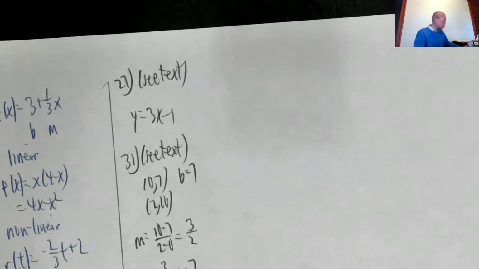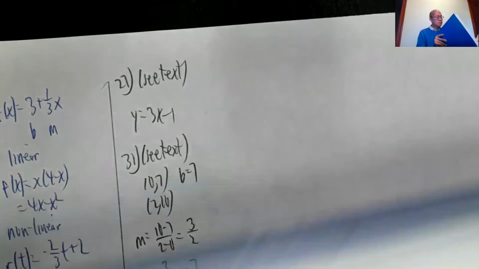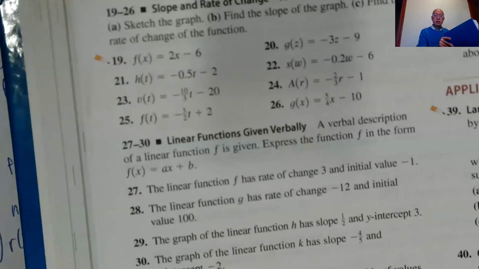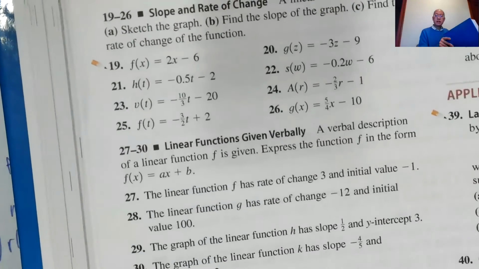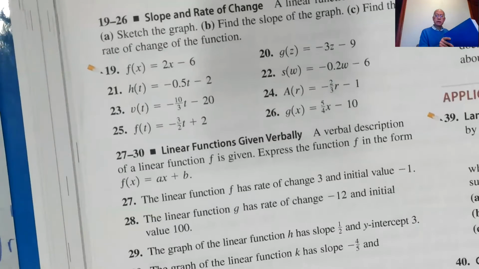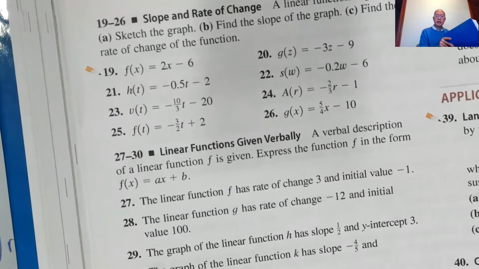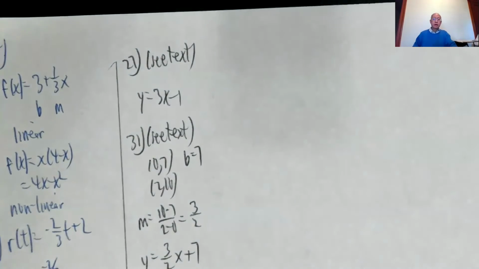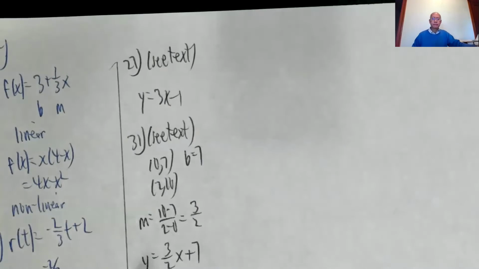Okay, 27 and 31, you have to see the text in order to get what it's talking about. 27. The linear function has rate of change of 3, that's slope of 3, initial value of negative 1, that's the b. Okay, so y equals 3x minus 1.